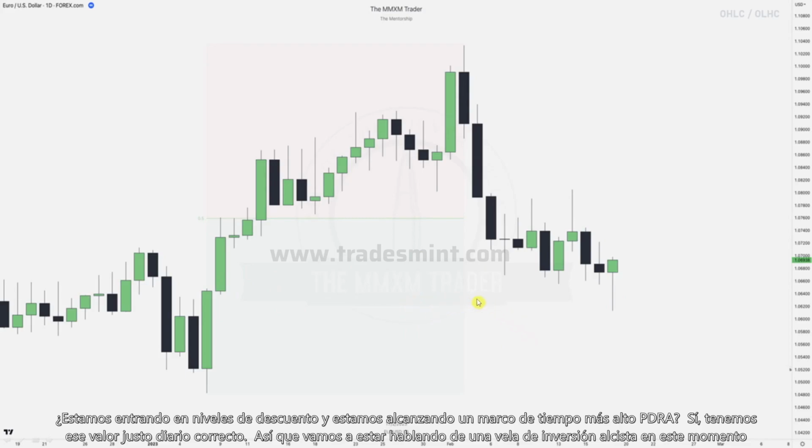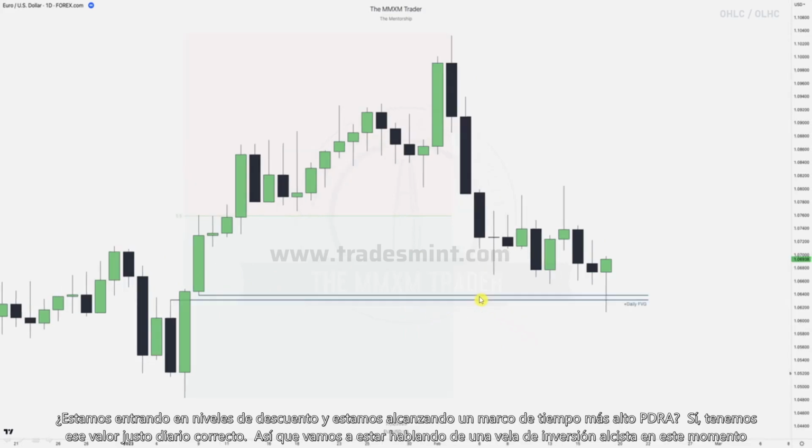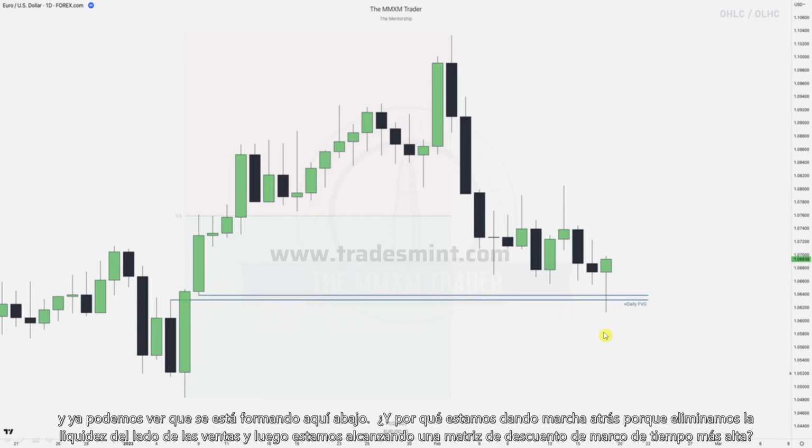And are we hitting a higher time frame PD array? Yes, we've got that daily fair value gap, right? So we're going to be talking about a bullish reversal candle right now, and we can already see it's forming down here. And why are we reversing? Because we took out sell side liquidity, right? And then we're hitting a higher time frame discount array.